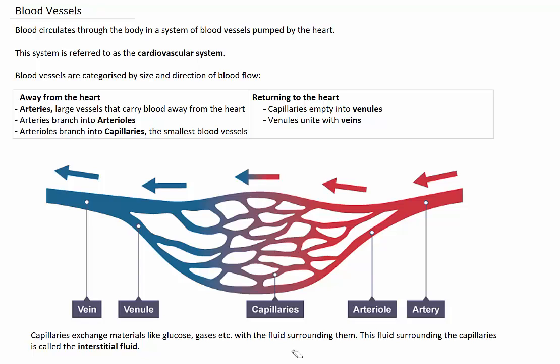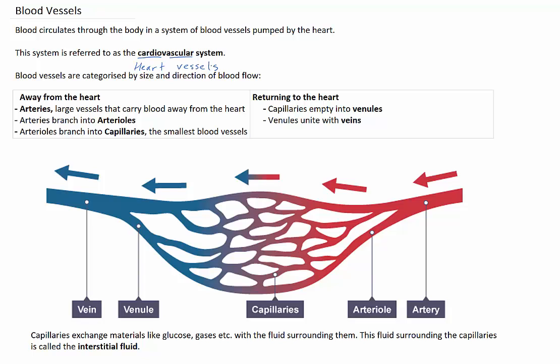Blood circulates through the body in a system of blood vessels pumped by the heart, and this entire system is referred to as the cardiovascular system. So cardio means heart, and vascular means vessels. So this term literally describes the heart and vessels of this particular system.